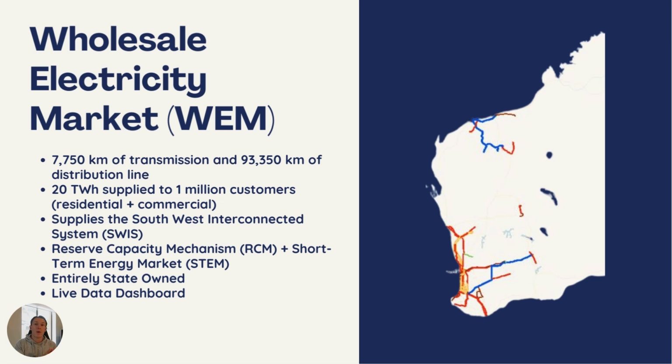Now, where the NEM was a combination of state and privately owned, the WEM is entirely state-owned. So the Western Australian government commissions basically two different companies to control distribution, generation, and transmission. This also has a live data dashboard, so I'm going to jump into that real quick and show you around.